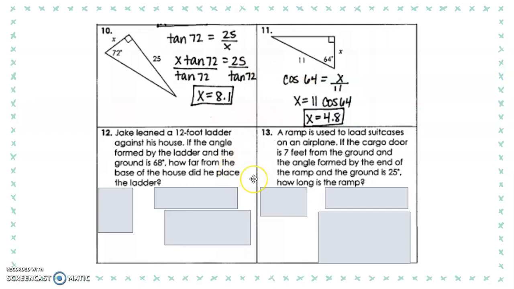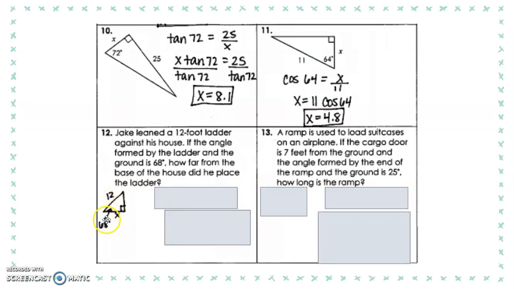So with our word problem for number 12, we have that Jake leaned a 12-foot ladder against his house. If the angle formed by the ladder and the ground is 68 degrees, how far from the base of the house did he place the ladder? For this, we're going to need to draw our picture. Once we draw that picture and we label our sides, it's going to be easy to set up our ratio.